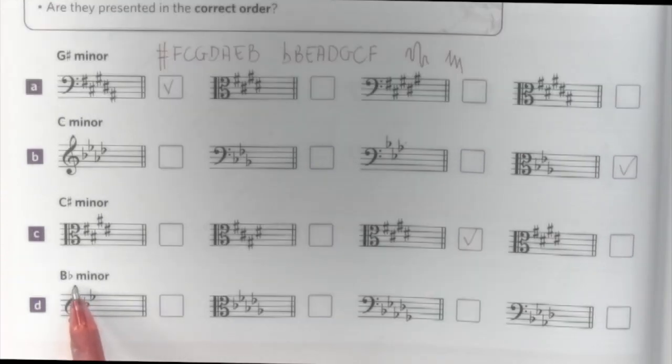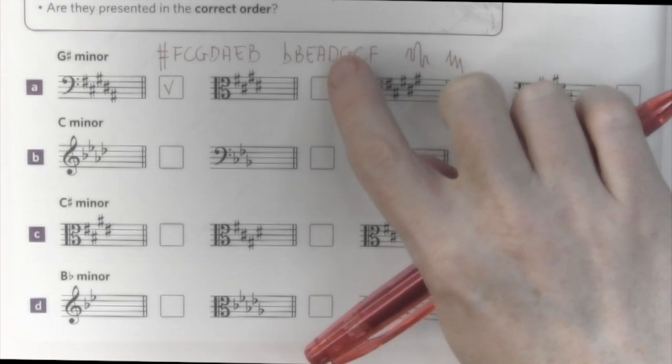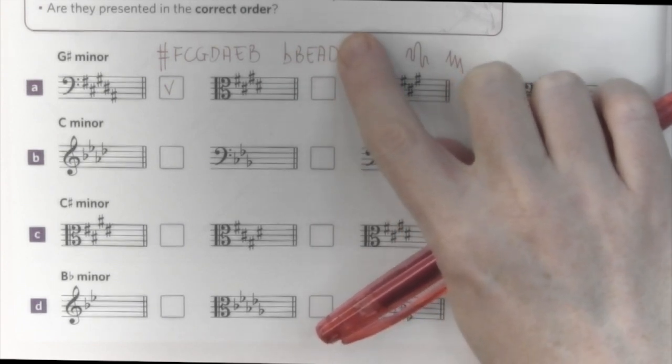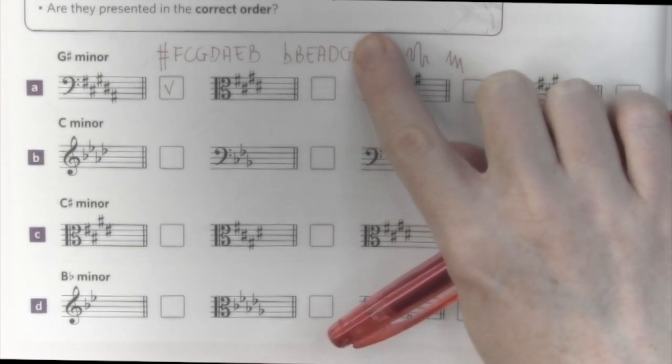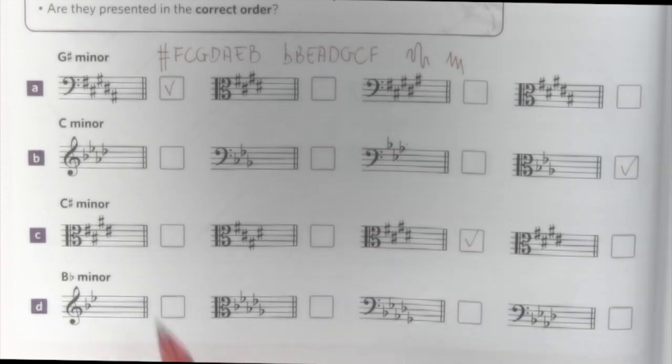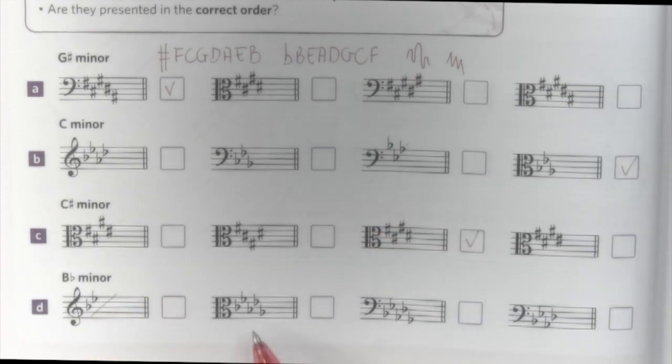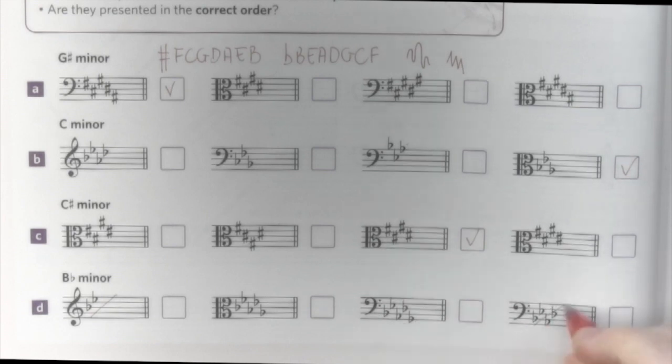B flat minor is the relative minor of D flat major. In D flat major, D flat is the penultimate flat in the key signature, so we need to add another one. We have 5 flats. This has just 2, so goodbye. This is 5, 5, 4, goodbye.